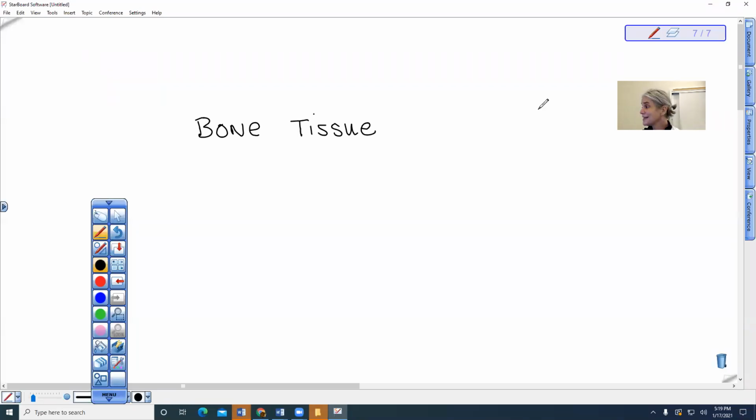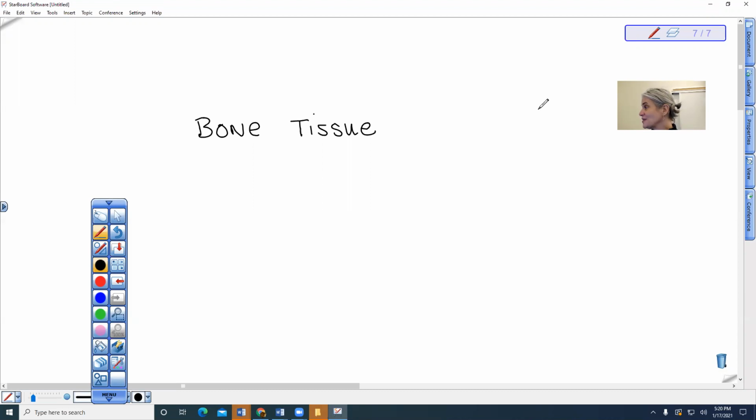Okay, so bone is actually living tissue. It is a type of connective tissue, just like cartilage and other connective tissues like fat. Bone, unlike cartilage, does have vascularization. So it has blood vessels in it, and it also has nervous supply. So it is a little bit different than our cartilages that do not have that.